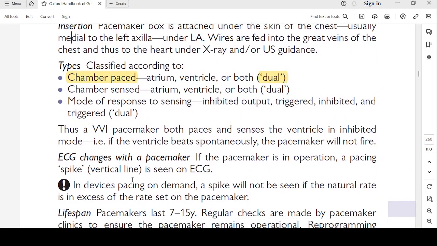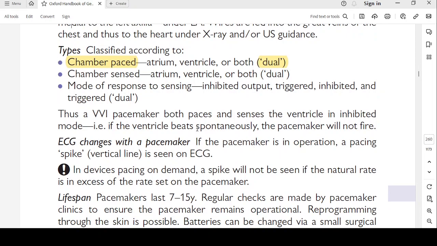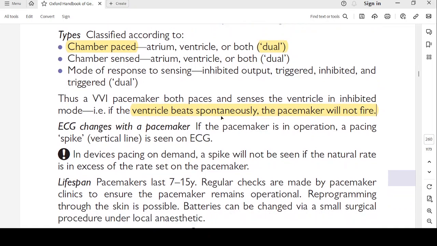So thus a VVI pacemaker both paces and senses the ventricle in inhibited mode, that is the ventricle beats spontaneously. If the ventricle beats spontaneously, the pacemaker will not fire. So it will pace the ventricle and sense the ventricle. ECG changes with a pacemaker. If a pacemaker is in operation, a pacing spike, a vertical line, is seen on the ECG.